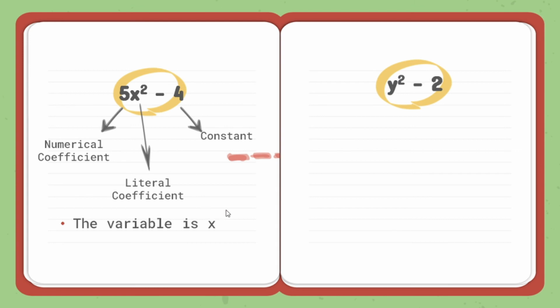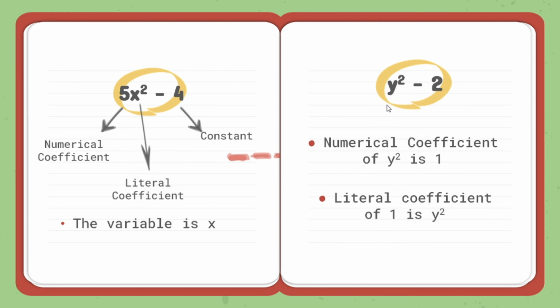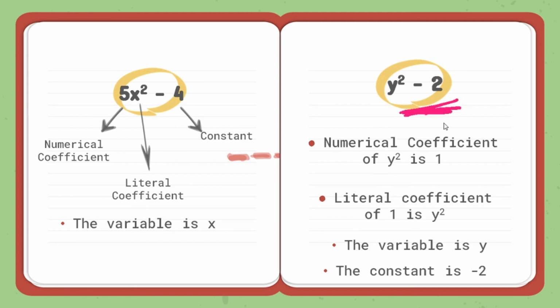Okay? Let's have another example. We have here y squared minus 2. Now, kung mapapansin nyo, wala namang number beside y squared. So, anong numerical coefficient niya? Kapag walang number beside, meron siyang numerical coefficient na 1. May invisible na number 1 sa gilid lagi. Then, we have the literal coefficient naman, which is y squared. Okay? And then this negative 2, kinoconsider natin siya as the constant of the given algebraic expression. And the variable used is y.